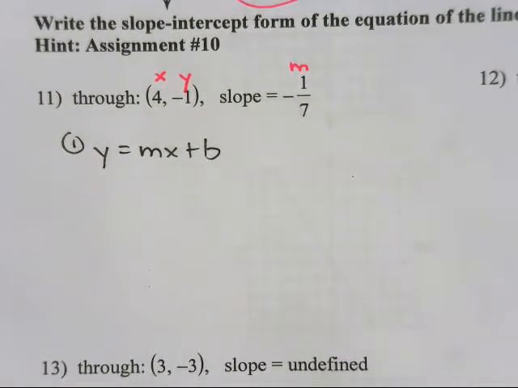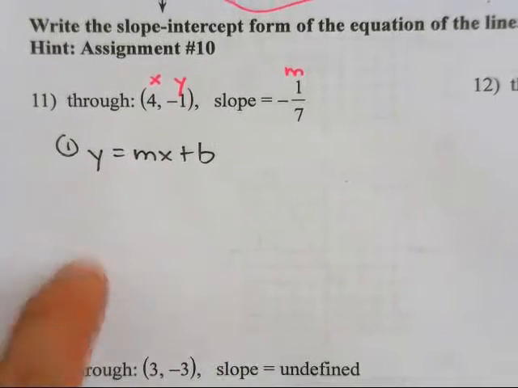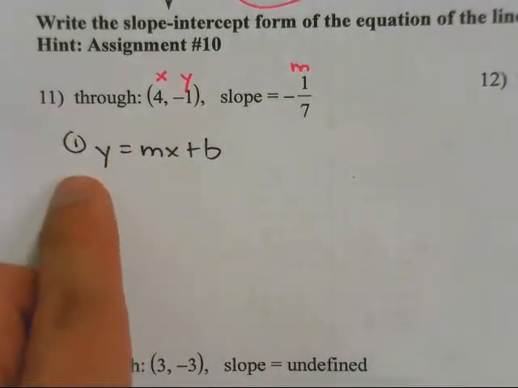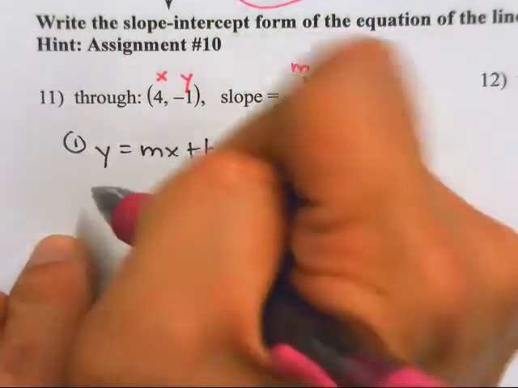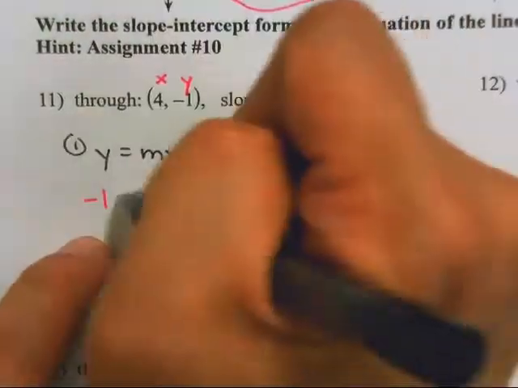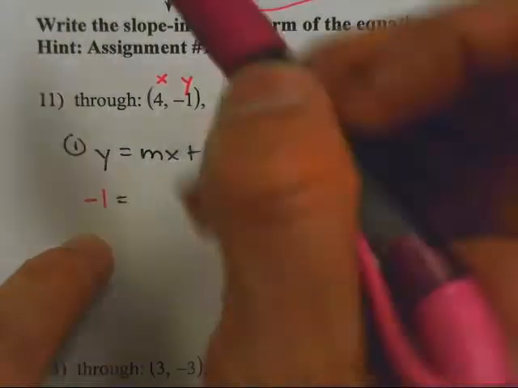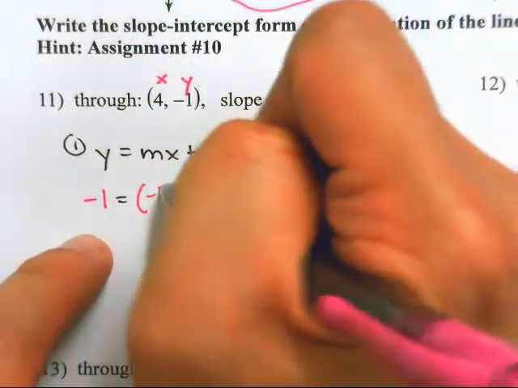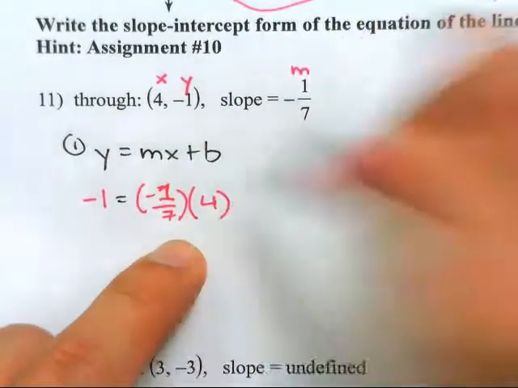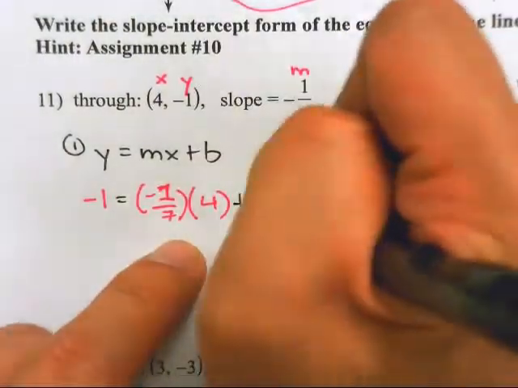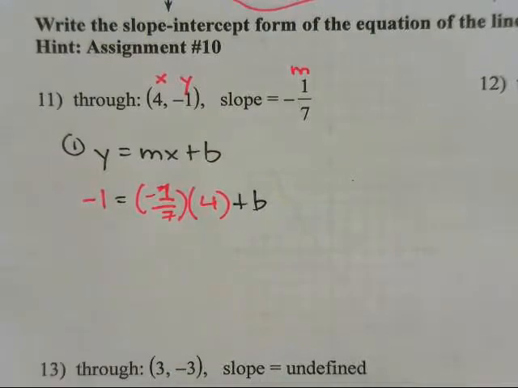Okay, students, I know I'm going a little bit fast. It's just because we've done this before. You tell me what to write right now. Go. -1 equals -1 over 7. Oh, sorry, this is -1 over 7 times what? Times 4 plus b. Sorry, that's a -1 on top.